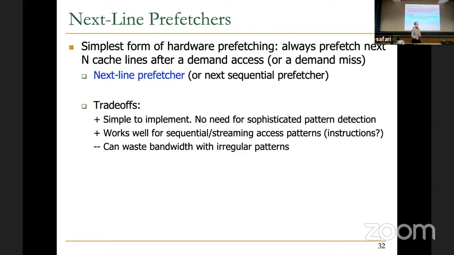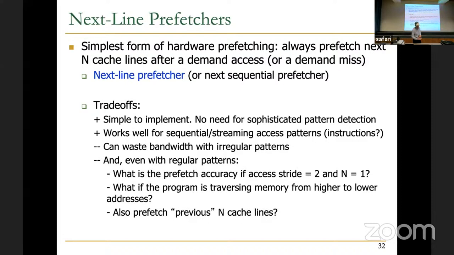But it can waste bandwidth with irregular access patterns, right? And even with regular access patterns. So clearly with irregular access patterns, it can waste bandwidth, but even with regular access patterns, for example, you have a stride of two and you use N equals one, what is your prefetch accuracy? Anybody? Basically stride is two, I'm always accessing A plus two, A plus four, A plus six, A plus eight, but I'm always fetching the next cache block. I would say zero. Basically, you're always prefetching the next cache block, but you're never touching the next cache block. So it's zero.